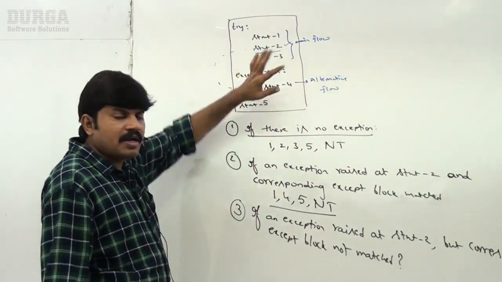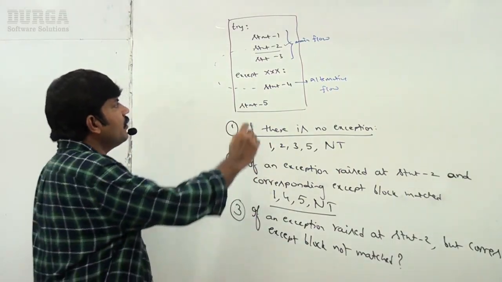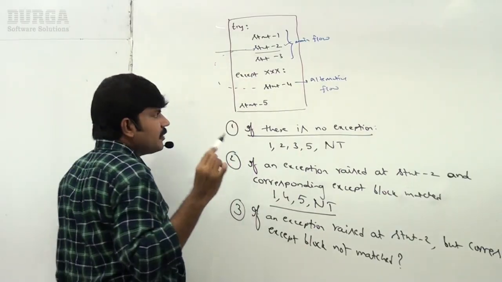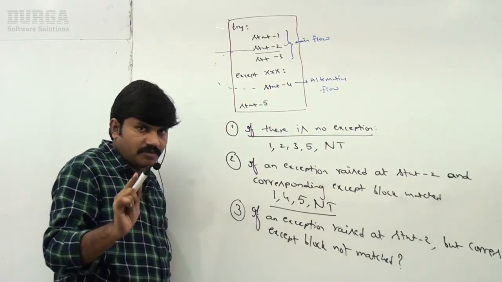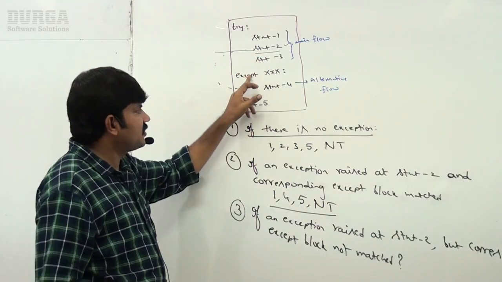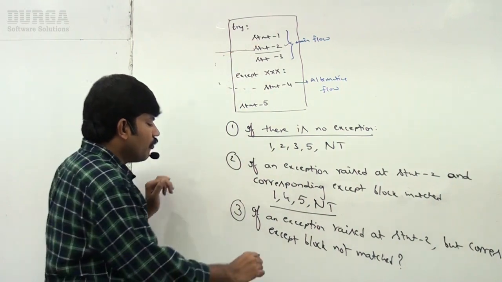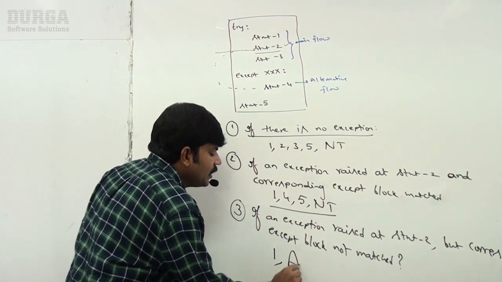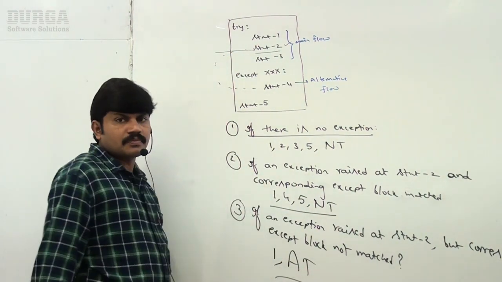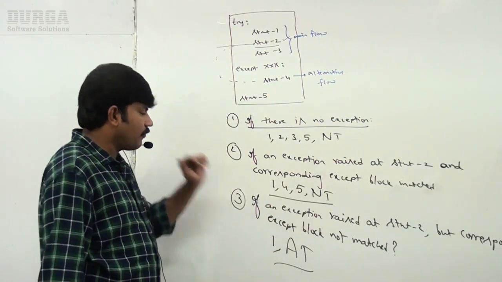Now this except block is not the correct code. Sir, what will happen? Here an exception is raised, immediately the Python virtual machine will check whether any handling code is available. Because it is not the corresponding except block, abnormal termination. That's why 1 followed by abnormal termination. Remember this one, 1 followed by abnormal termination. Okay, this is the flow.